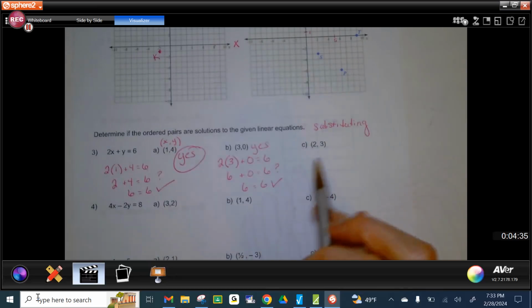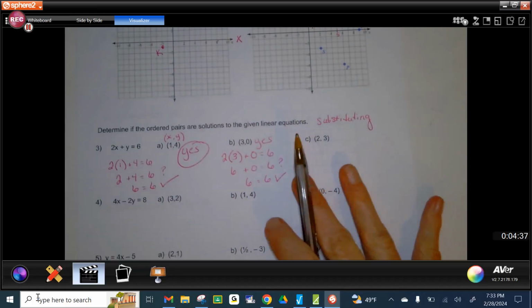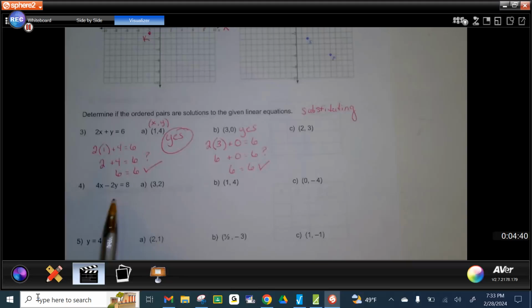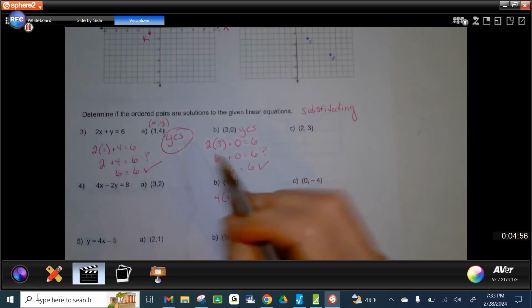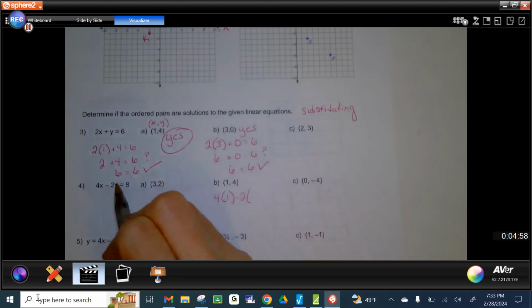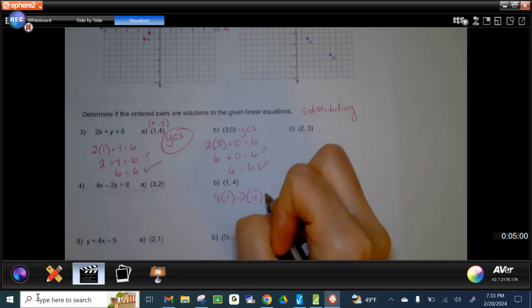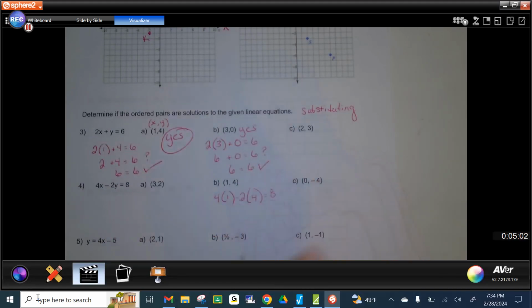And I'm going to leave this one for you and see if it makes the statement true. I'm going to do letter B. So I'm going to put this into the equation to see if it's a solution. So I put the 1 in for the x. So that's 4 times 1 minus 2 times 4. I put the 4 in for the y. So set it up this way.